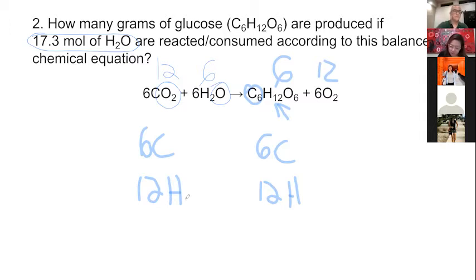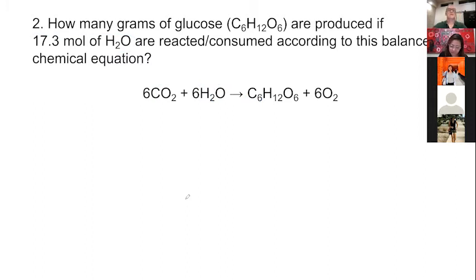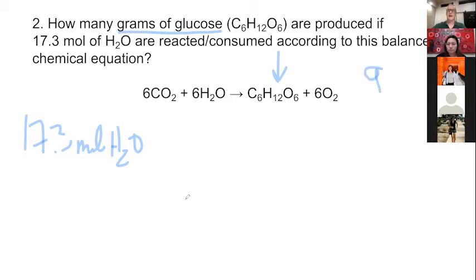All right. So let's start. The question is, I have 17.3 moles of water, and I want to know how many grams of glucose. This is glucose. Glucose is a monosaccharide sugar, the simple sugar. So I want to know how many grams of that come out. So I made sure that the equation was balanced. What's the next thing I need to do?